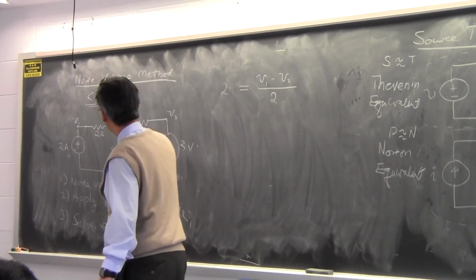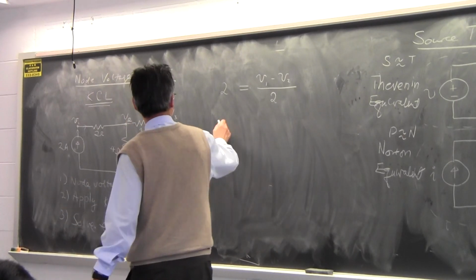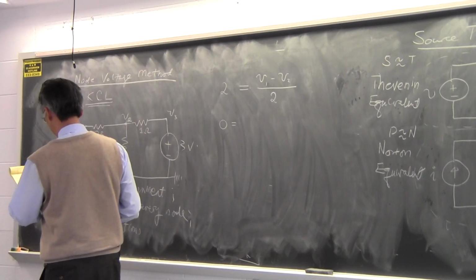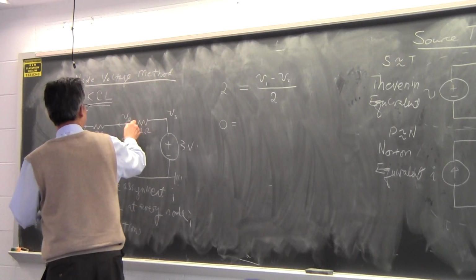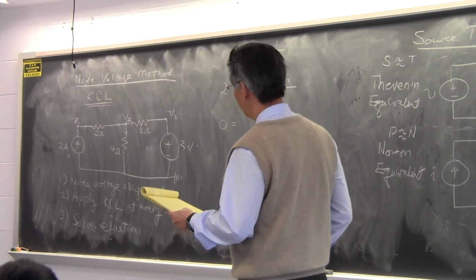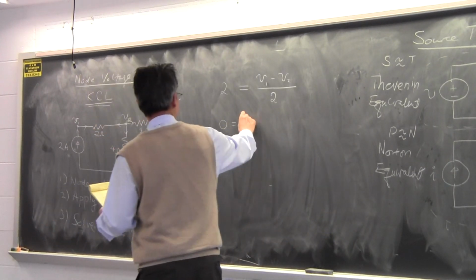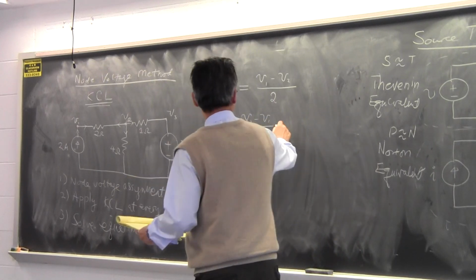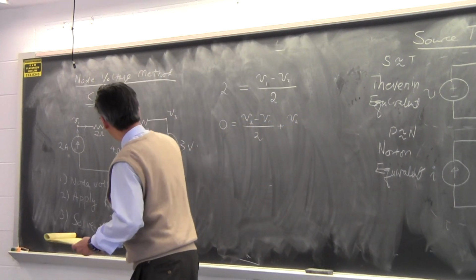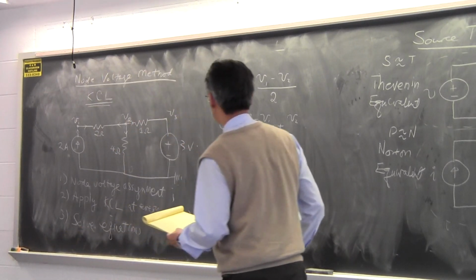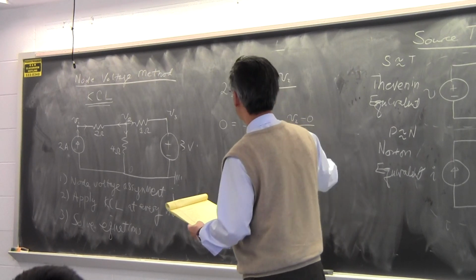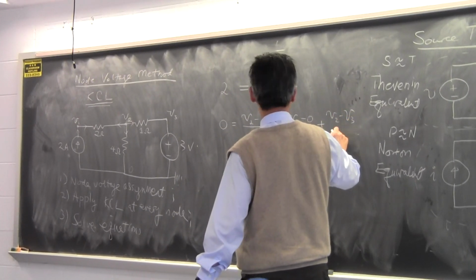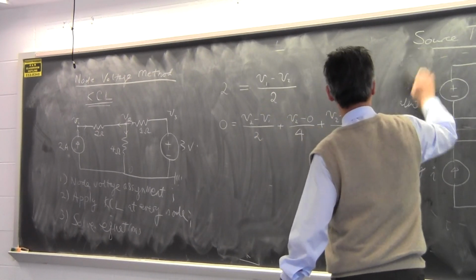And then you apply KCL at node 2. Node 2 has 0 current coming in. If I compute all the currents leaving it, the first piece of current leaving is V2 minus V1 over 2. The second piece of current, flowing downward like this, is V2 minus 0 over 4, since this is 0 volts, grounded. And the third piece of current flowing that way is V2 minus V3 over 1. This is KCL on the second node.